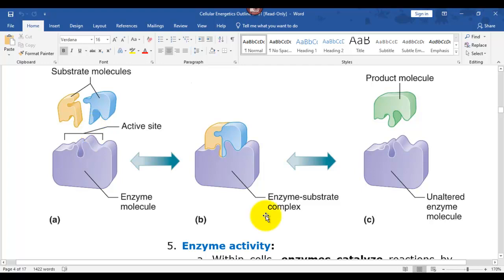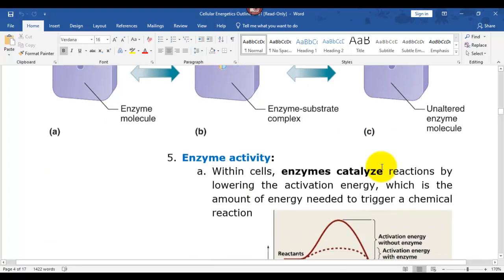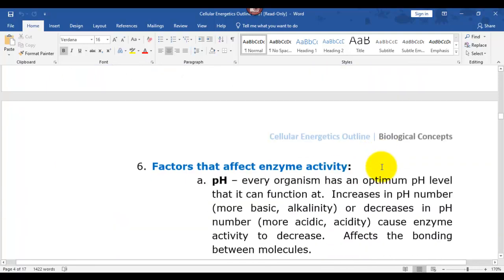All enzyme reactions are reversible. So you can take two smaller ones and build a larger one. That's why the arrows are going both ways. But that's what enzymes do. They catalyze chemical reactions. They lower the activation energy and allow them to occur. Without an enzyme, most reactions would not occur.